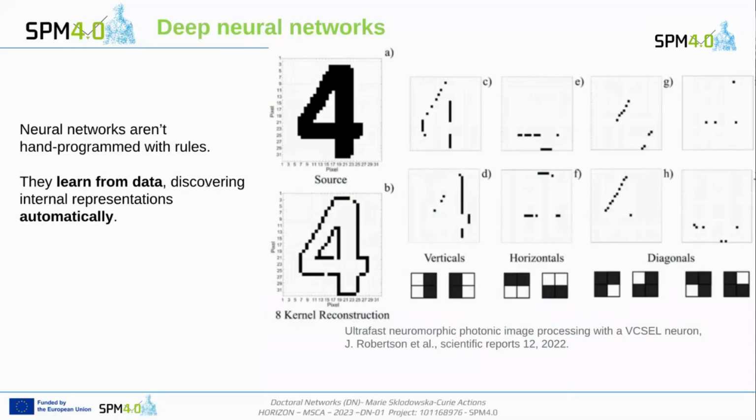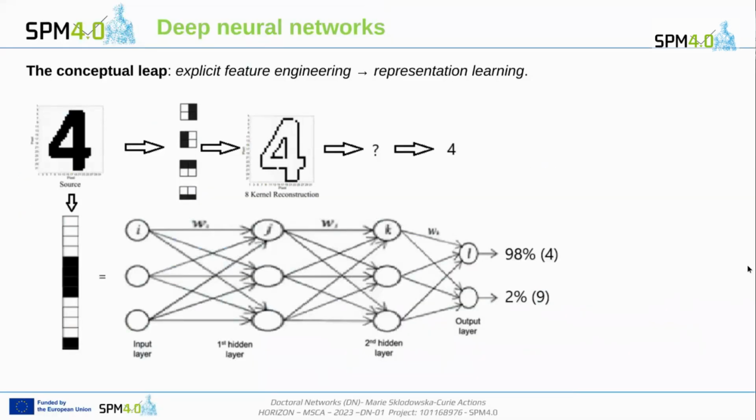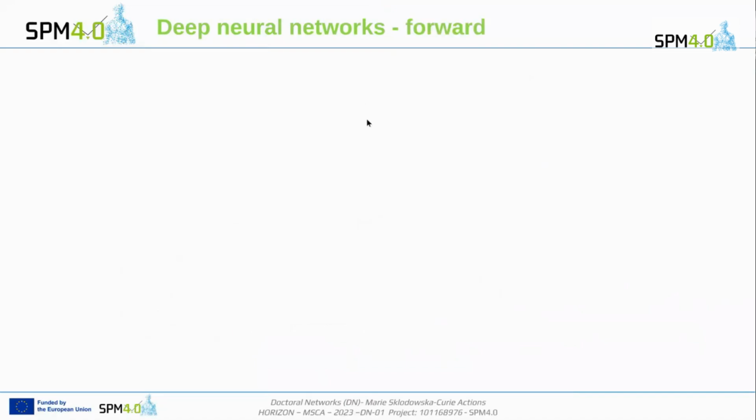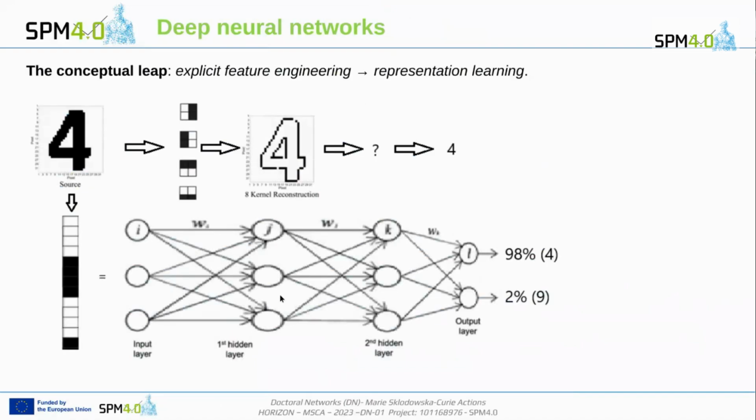Neural networks, of course, are not hand-programmed. They learn from data automatically. Unlike hand-programmed things, the answer is not explicit. For example, to recognize the number 4, basically they are edge detectors. So compare this with explicit feature selection or hand programming.